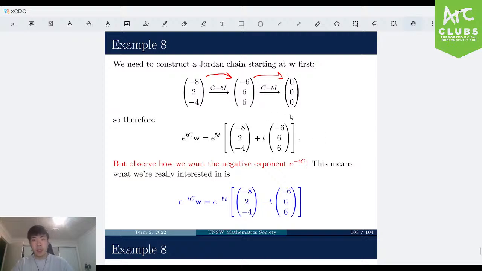Then by applying the theorem I just said, you're going to have e to the power 5t because this corresponds to eigenvalue 5. And then within the big brackets, you have the first generalized eigenvector multiplied by 1, the second generalized eigenvector multiplied by t. Again, the Maclaurin series terminates right here, because there is no third generalized eigenvector, there is no fourth generalized eigenvector, and so on.